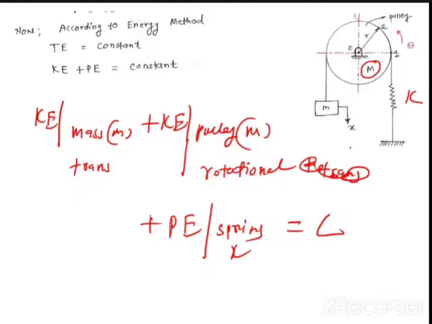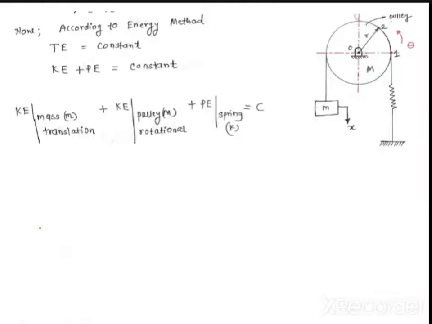So guys, this is the first and very important statement that we have to write. So this statement I have written here: KE of mass m translational plus KE of pulley of mass capital M. Sometimes they may not give you this M, they may give you the I. So whatever is given, consider. Now they have given you mass M. First of all, kinetic energy of mass, translation.